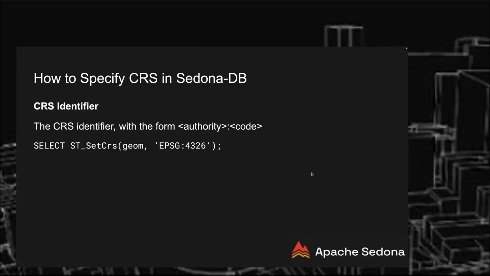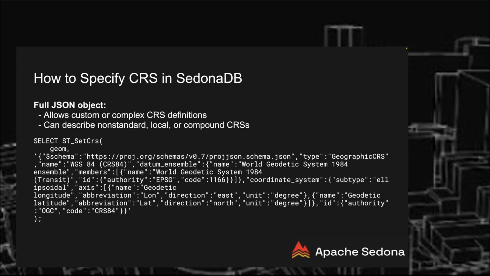But SedonaDB also introduced set CRS as a new function, which allows for much more complex CRS identifiers because you can use different authorities, not just EPSG. And additionally, you can use full JSON for maximum flexibility. This allows you to define custom, complex, or non-standard coordinate systems. You can describe local projections, compound CRSs, or even specialized systems that your organization uses. The JSON format follows the PROJJSON standard. It's a bit verbose, but it's very powerful.